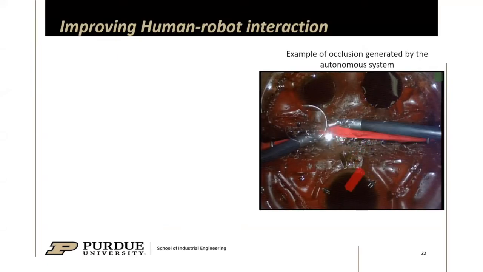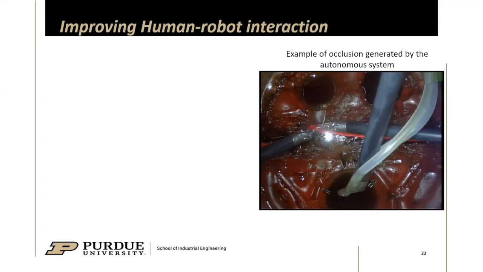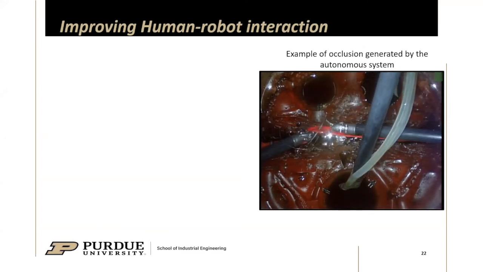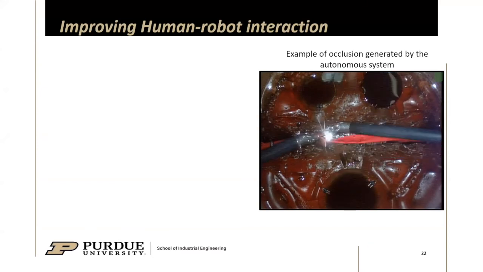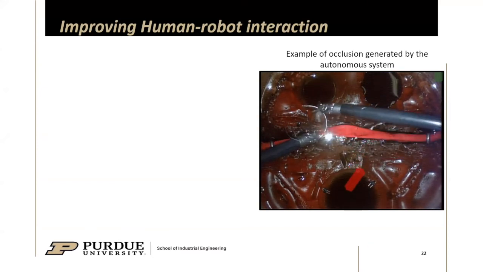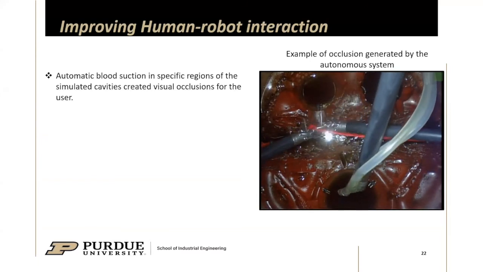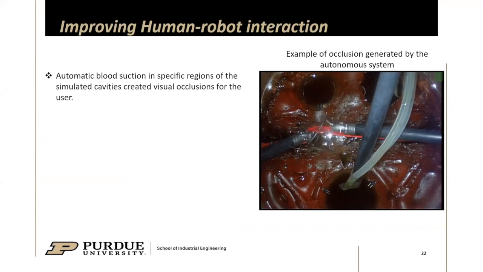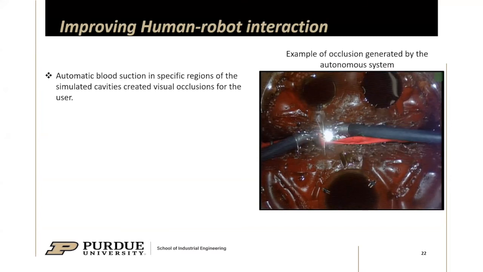To improve our system, we started working on ways we could further improve the human-robot interaction. One of the main issues that we found during the user studies was the fact that some regions of our simulator created occlusion, such as the situation that we're seeing in the video clip on the right. This created additional mental demands and frustration for the user.